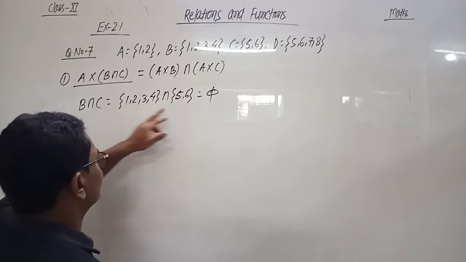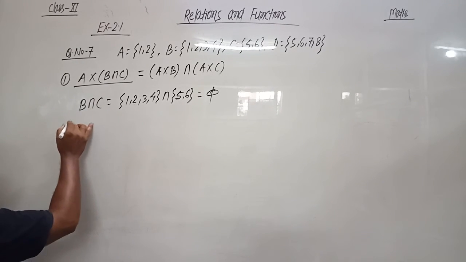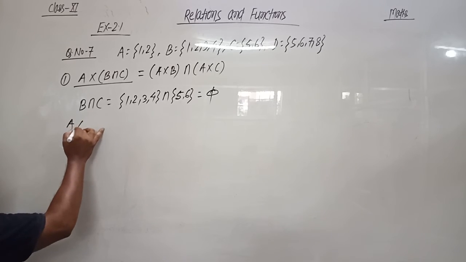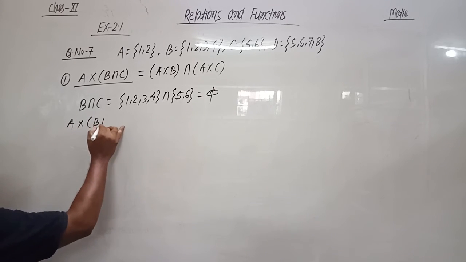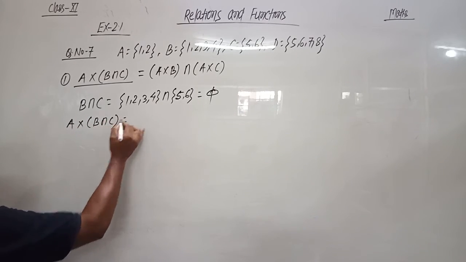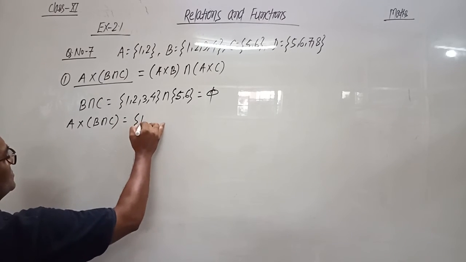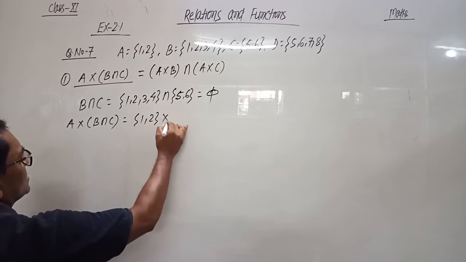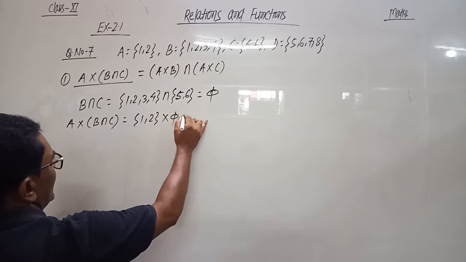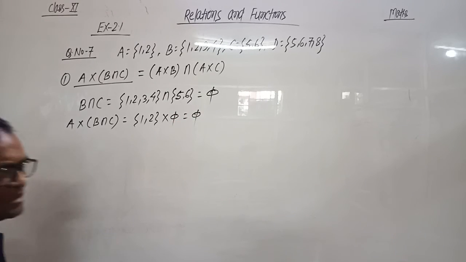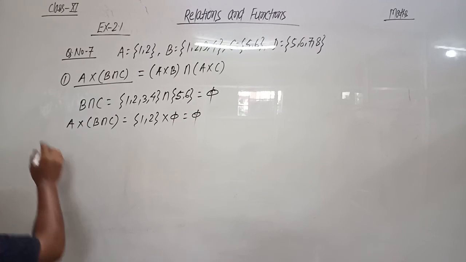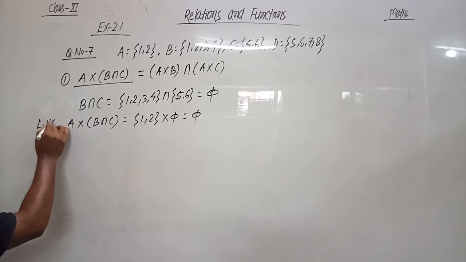So B intersection C is empty. Now A cross B intersection C: the elements of A are 1, 2, cross the empty intersection, so the result is empty. This was the LHS.